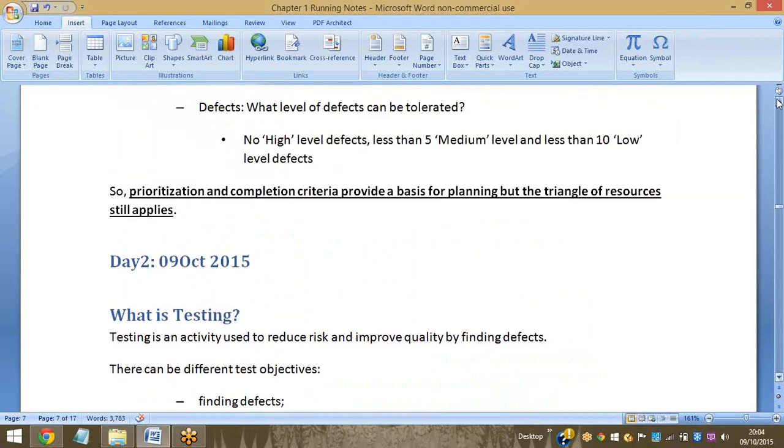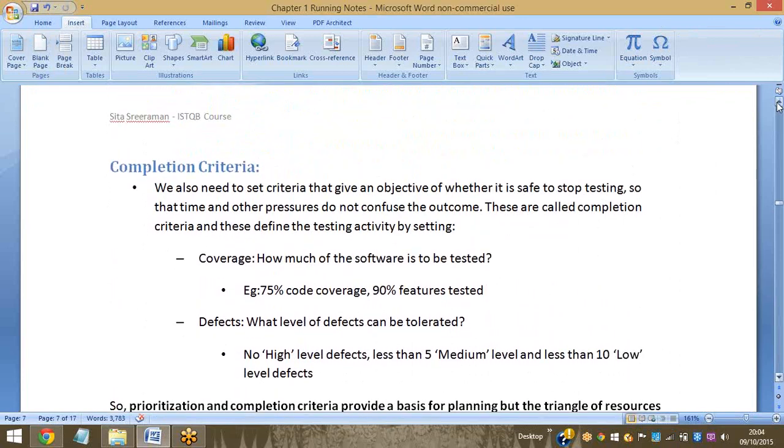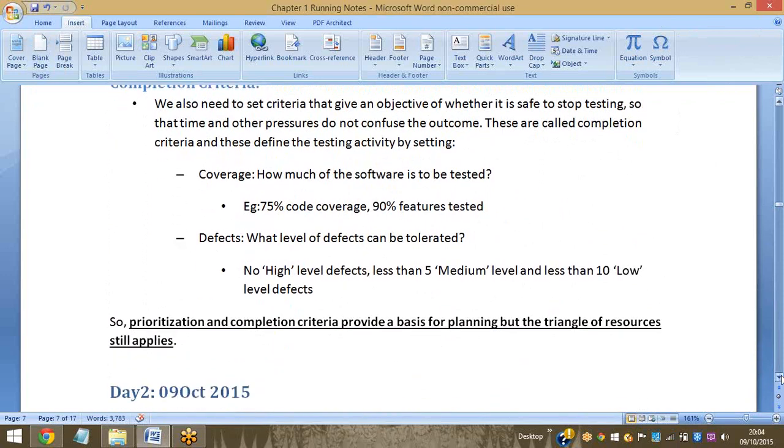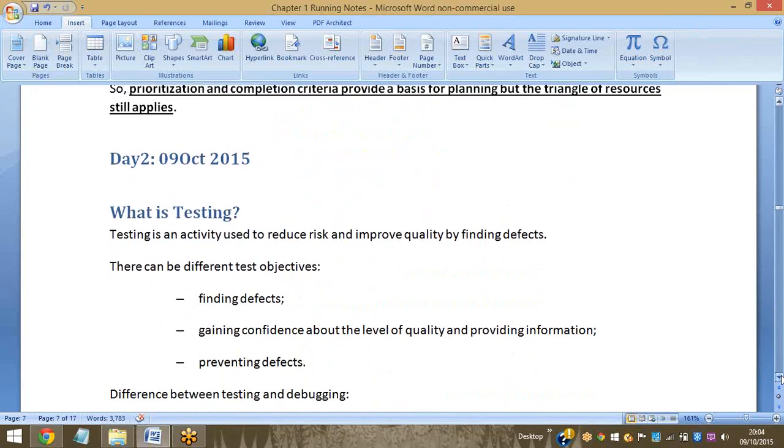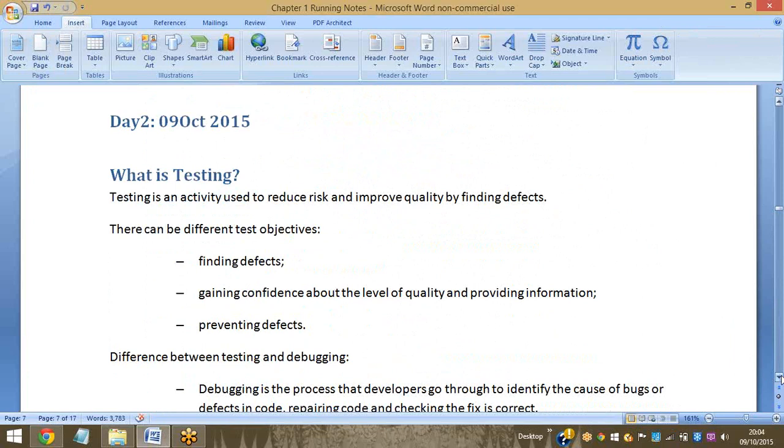Did we look at static testing yesterday? We looked at the completion criteria, and how priorities and risk will help us define the completion criteria. Okay, we didn't look at static testing. I will start again today.